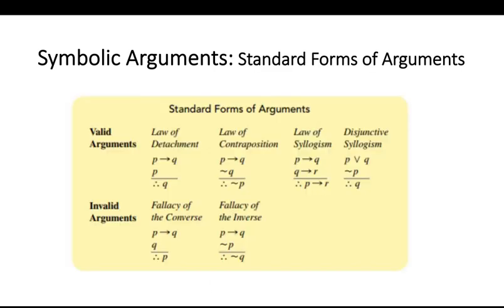So first of all, you'll want to remember all of those standard forms of arguments. So for example, the valid arguments are the law of detachment, the law of contraposition, the law of syllogism, and the disjunctive syllogism. Those are the only valid arguments. Those are the only arguments you can use to supply a valid conclusion. Don't use these fallacies because these are invalid arguments. Only use the valid arguments. So let's look at an example.